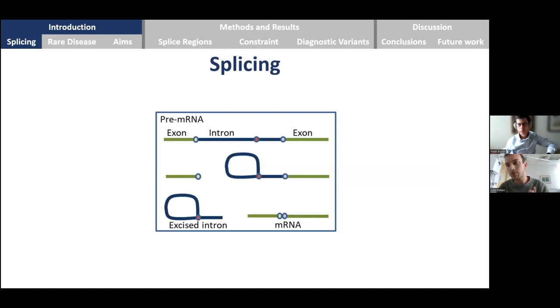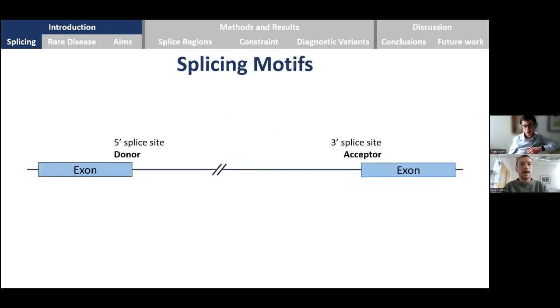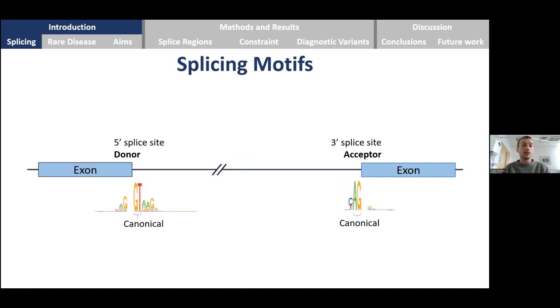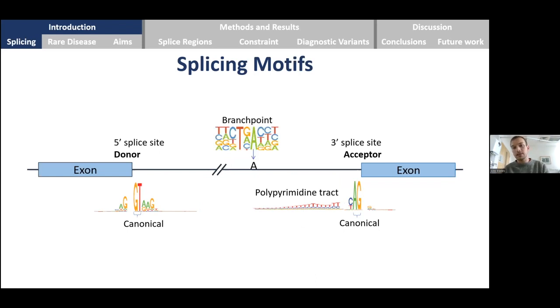So splicing is the process by which introns are removed from a pre-mRNA, exons are joined together, leaving a mature mRNA transcript. And splicing is largely directed by these conserved sequence motifs. At the splice donor site, we have a canonical GT dinucleotide. At the splice acceptor site, we have a canonical AG dinucleotide. Just upstream of the splice acceptor is a polypyrimidine tract enriched for cytosines and thymines, and just upstream of that is a splicing branch point, which is almost always an adenine.